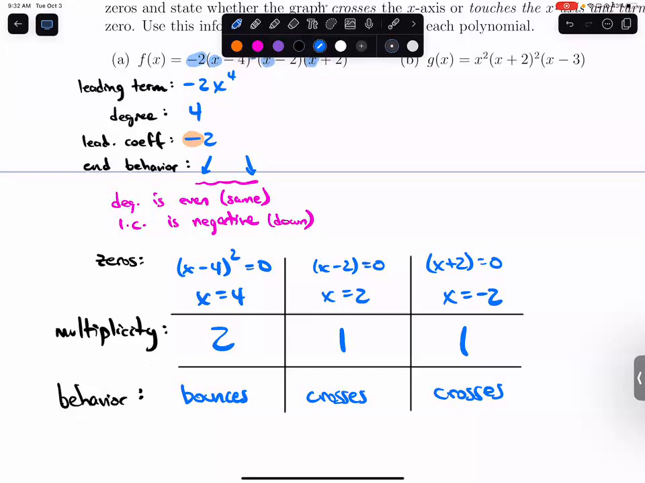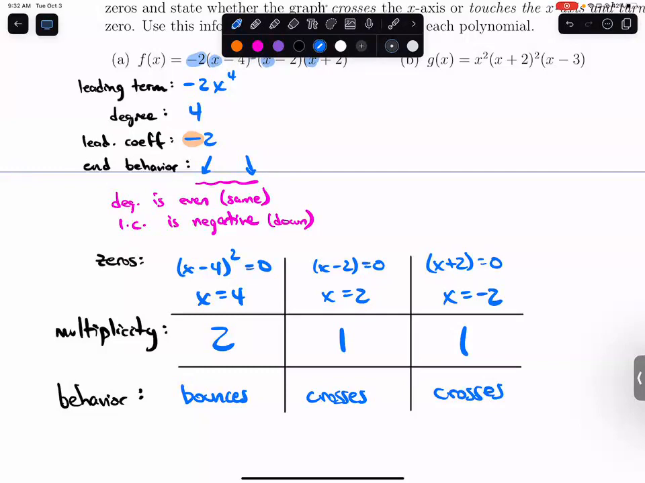Okay, so if I want to sketch this thing, I need to put that all together. I've got the ends on there already, that they're facing down. At 4, we're going to sort of bounce off the axis. At 2 and at -2, we're just going to go straight through. So I'm just going to try to draw the thing in. It's a polynomial, which means it's all one continuous piece and it's just kind of nice and smooth, right? So no really sharp changes or whatever. So I'm just going to draw this thing in, bouncing off there, and then ending up pointing down.